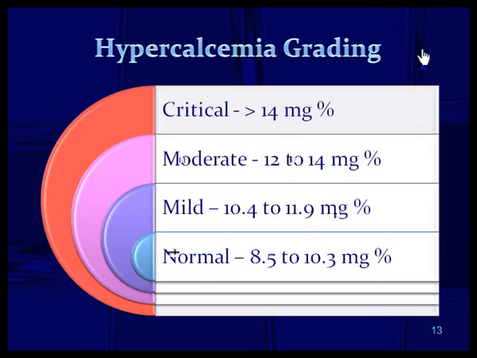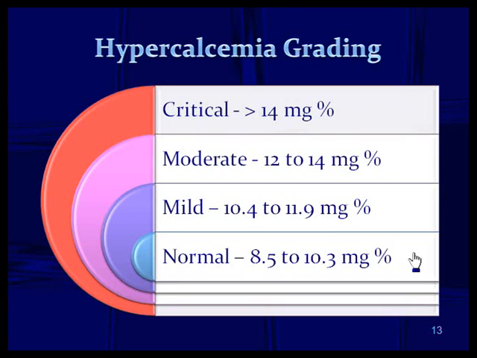Let us now grade the hypercalcemia. Before we grade hypercalcemia, we must know what is the normal serum calcium level. It is in a very tight narrow range of 8.5 to 10.3 milligrams percent. Remember, I am talking about the total serum calcium and not the ionized calcium. The ionized calcium is usually not measured, it is difficult to measure and it is not available in all the laboratories. So we have to work out only the total calcium including the ionized calcium, and 8.5 to 10.3 milligrams is the normal value.